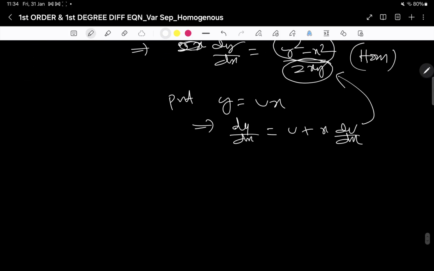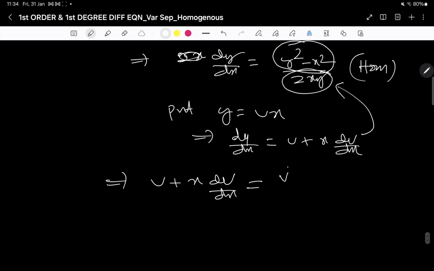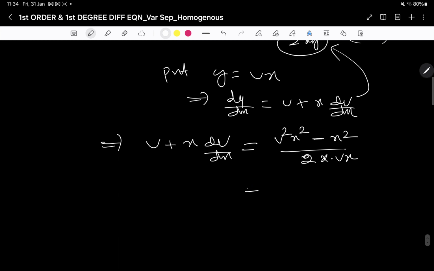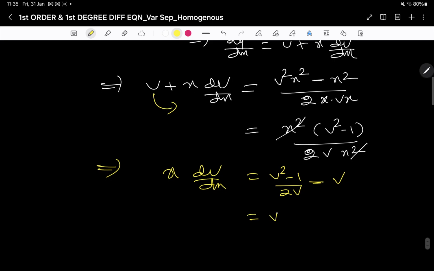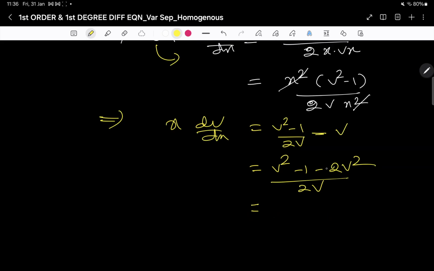Now you substitute here, so that means v plus x dv by dx is (v square x square minus x square) by 2x into vx. In the numerator you take x square common, it is (v square minus 1) by 2v x square. Now x square and x square cancel here. So this implies x dv by dx, bring this v to this side, is (v square minus 1) by 2v minus v. You simplify: (v square minus 1 minus 2v square) divided by 2v. So this is equal to minus (v square plus 1) by 2v.